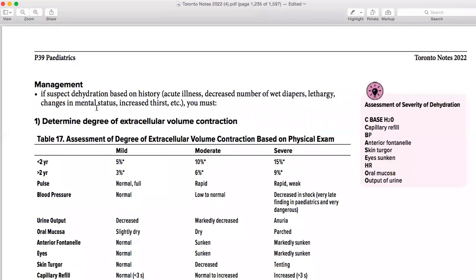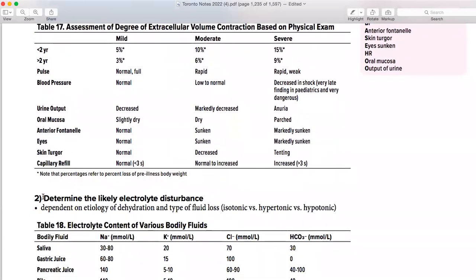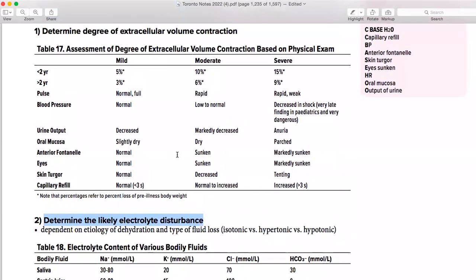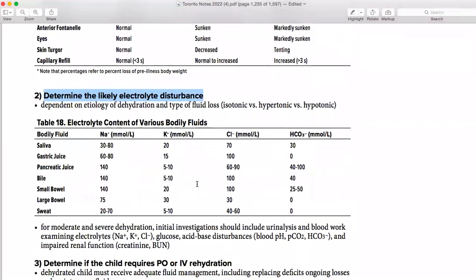Then comes the management. You need to know the first five criteria. What is the first one? Determine the degree of extracellular volume contraction. How much water is lost? Is it mild, is it moderate, or is it severe? Then comes determine the likely electrolyte disturbances. You already found out that the volume is lost. Now you need to know which electrolyte is mostly lost. So you get to know a bit about it. This is the first thing, and then you have to find out this one.